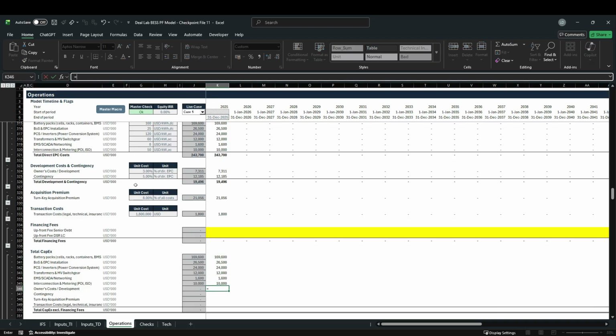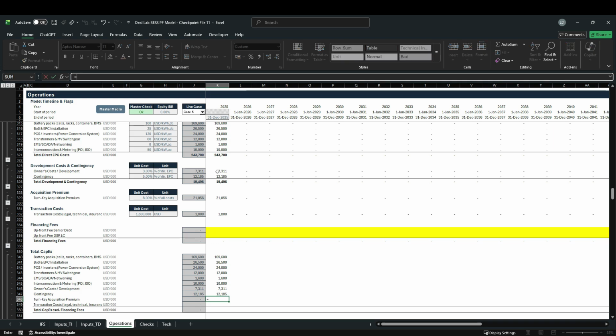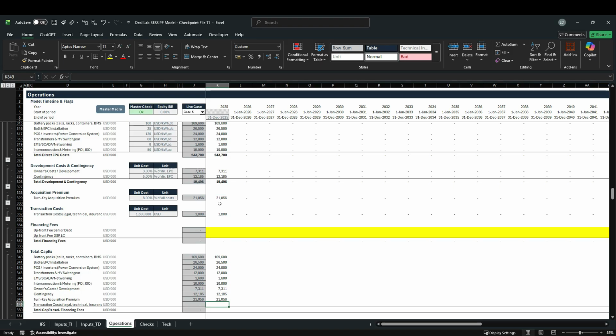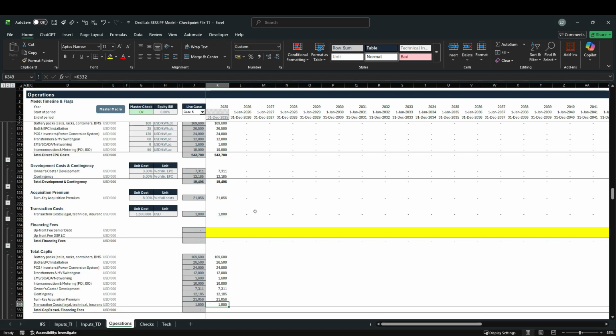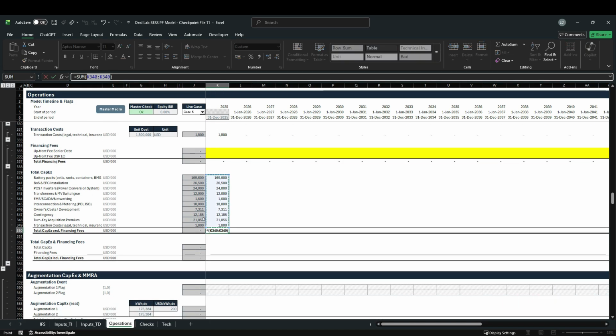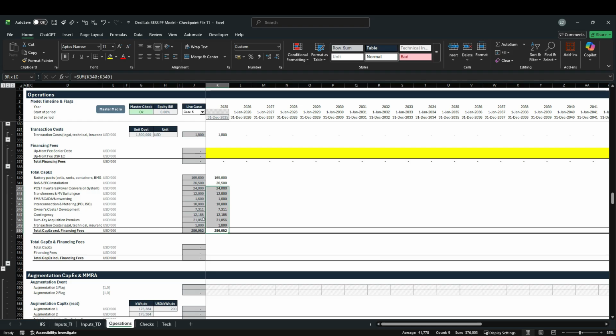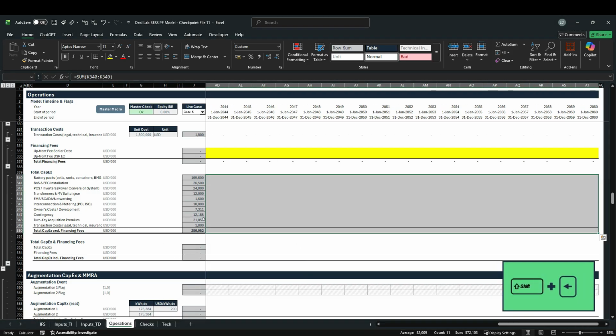Then for the owner's costs, we will link this to row 324. Hit Control D one time. Then we also have our turnkey acquisition premium right here. And our transaction costs in row 332. Which allows us to take the sum of this. And let's select all of these rows here and drag them over, Control R.